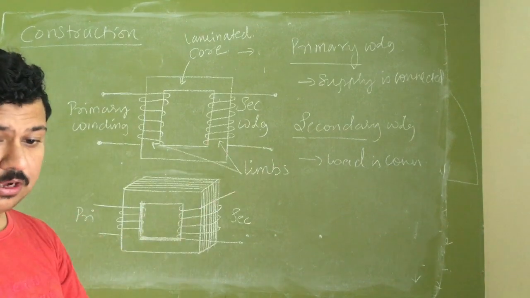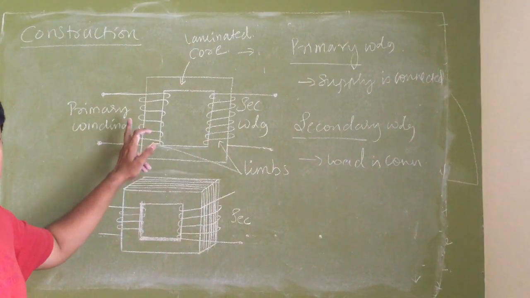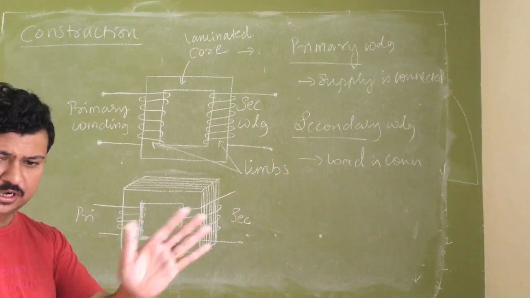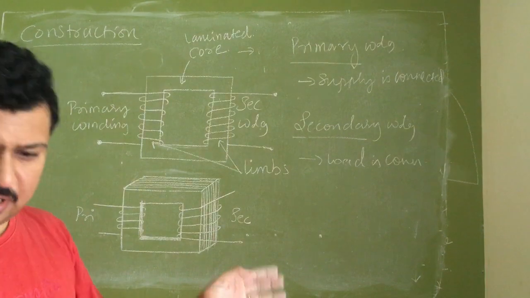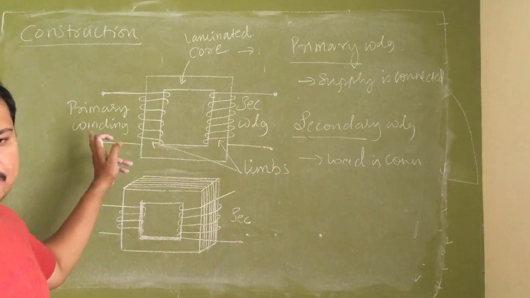energy without physical contact. There is no physical contact between the two. Don't think that the winding is directly placed on the core. First I will isolate the core using insulation. Upon that I will be keeping the winding.